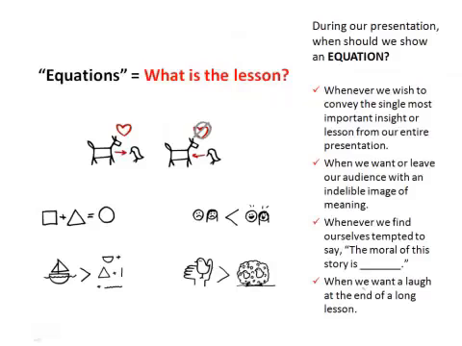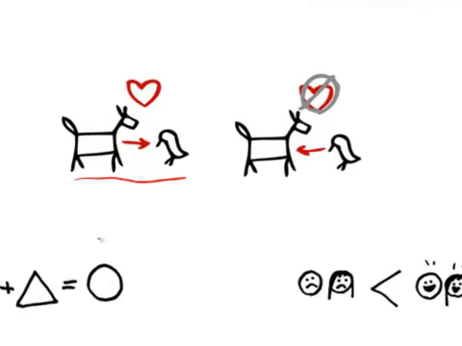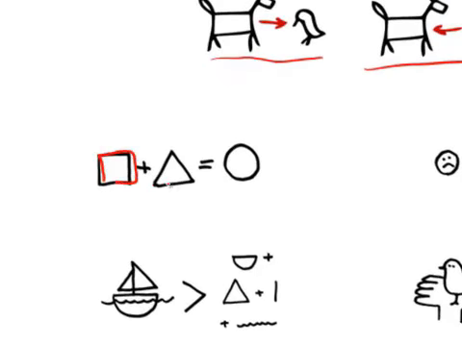Visual equations, let me show you a few more. A visual equation might be something we'd witness going to the park. Dogs love birds, but birds do not love dogs. That tells us how to behave if we have a dog at a park. A square plus change, that gives me something different. It gives me a circle.